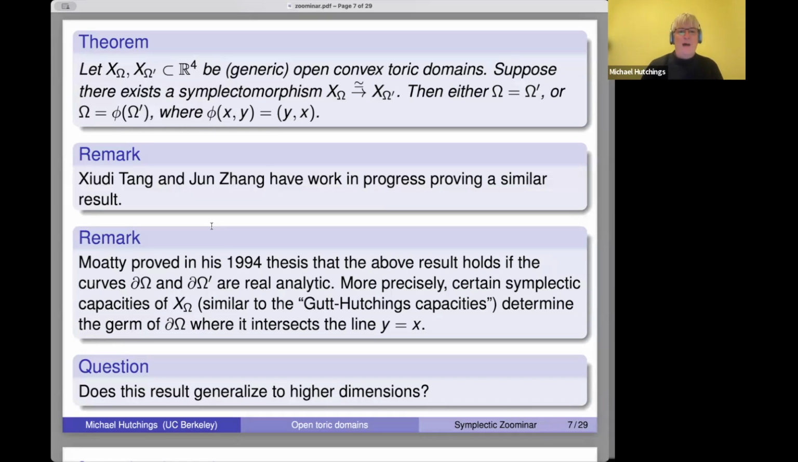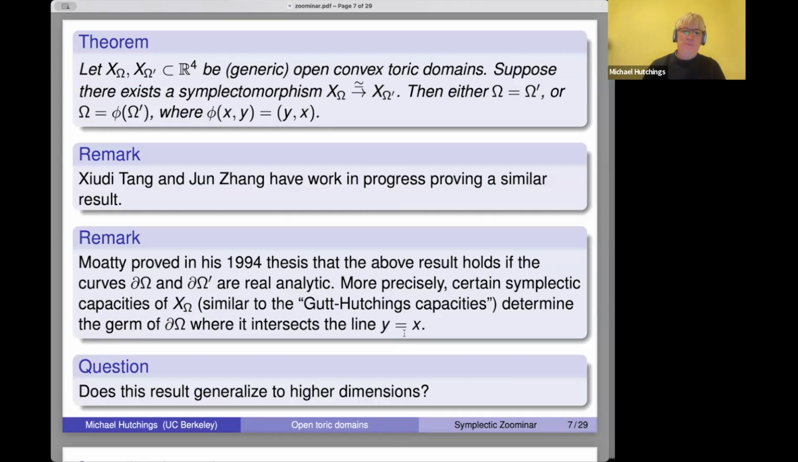and why does he use real analytic? Well, what he actually shows is that you can determine the germ of the boundary curve where it intersects the line y equals x from certain symplectic invariants. And these symplectic invariants are some capacities defined using equivariant symplectic homology. They're very similar to capacities that Jean Gutt and I defined much later.